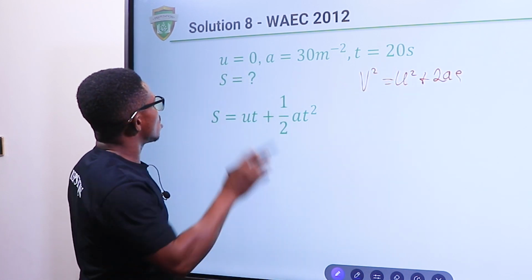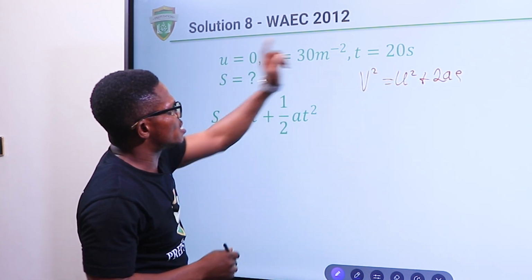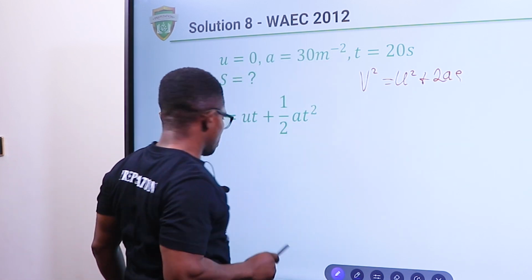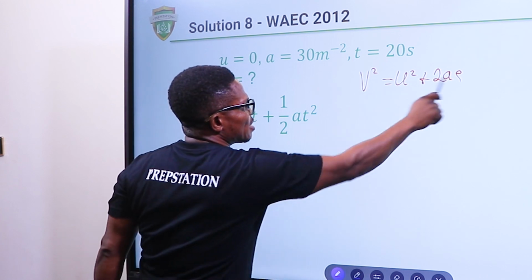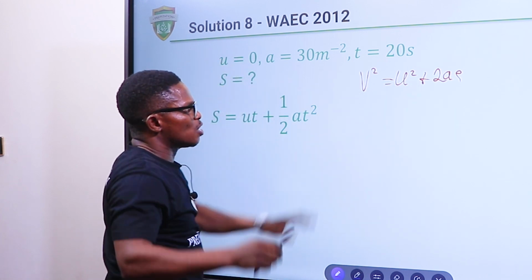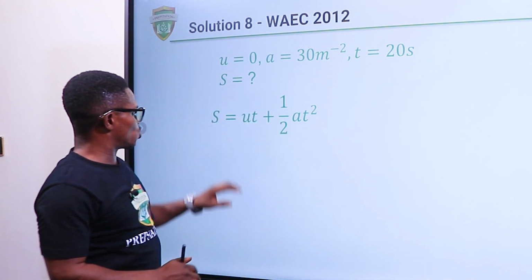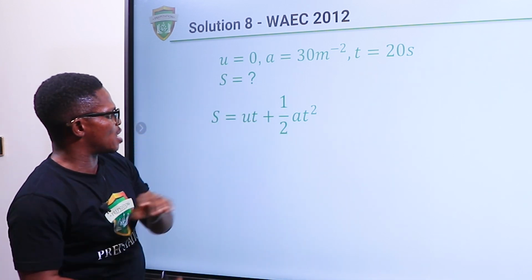This will not work. Why? Because t is involved in the parameters and there is no t in this expression. Although we can still find our way out, I will advise, don't stress yourself. Go for what will handle the problem. So s equals ut plus half at squared.